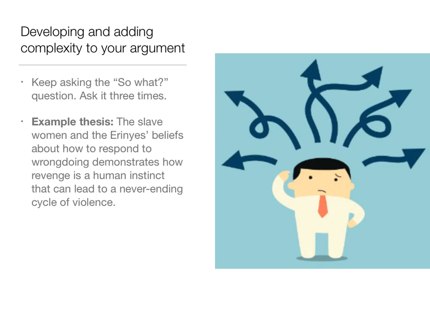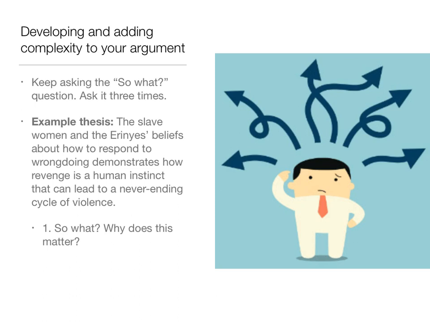So the example thesis that we have here is one that can be pushed further. So this is a thesis where I would comment, add complexity to your argument, develop your argument further, or keep asking so what. I'm going to read this example thesis out loud to you, and then we'll go to the next slide, and I'm going to answer the first so what. So the thesis reads, the slave woman and the Areopagus's beliefs about how to respond to wrongdoing demonstrate how revenge is a human instinct that can lead to a never-ending cycle of violence.